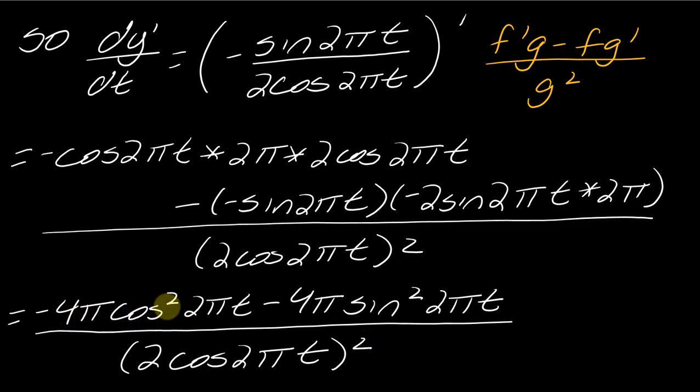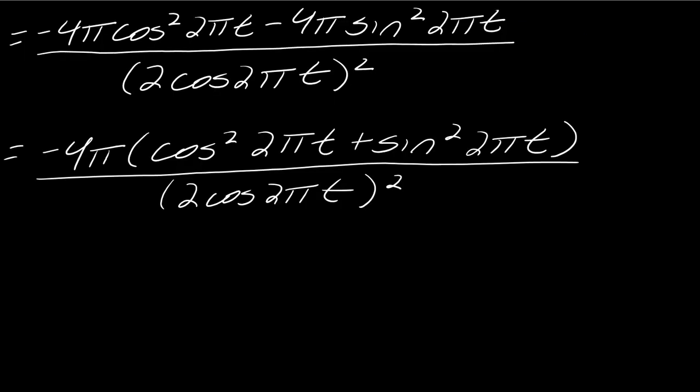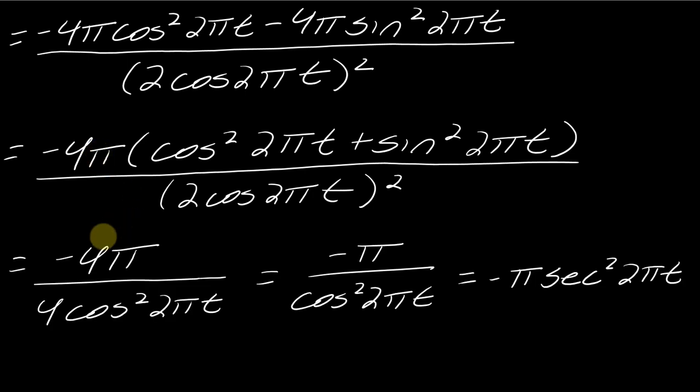And now, since I see a cosine squared and a sine squared, this is screaming for us to use the Pythagorean identity. So I'm going to factor out the negative 4 pi, and notice what I'm left with: cosine squared 2 pi t plus sine squared 2 pi t. And so this part here just equals 1. So I am just left with on top negative 4 pi, and then I can square the bottom.